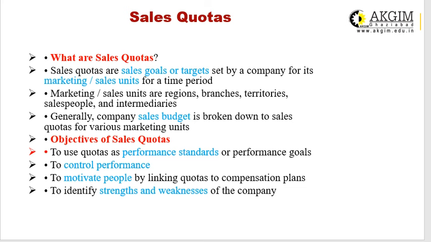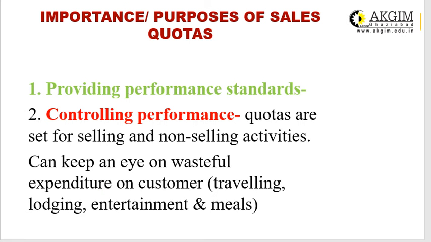So the first one is providing the performance standards. A sales quota provides the sales manager with the help of which the sales manager is able to map the performance of the salesperson. A quota also provides a goal or a target to the salesperson that has to be fulfilled. Hence, a quota is a performance standard against which the actual performance is compared to understand whether the salesperson is actually performing according to the standard that has been set.